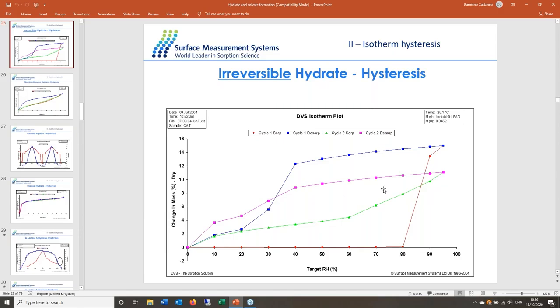So you can have two different phenomena of irreversibility. You can have an irreversibility that is related to the mass at the end of the experiment, or you can have an irreversibility based on the fact that the shape of the isotherm is different in every cycle that you make.